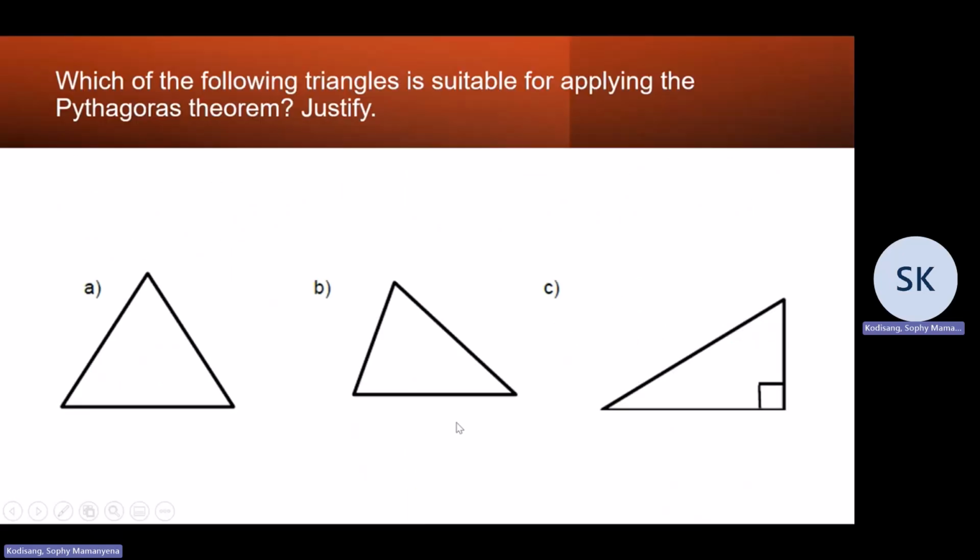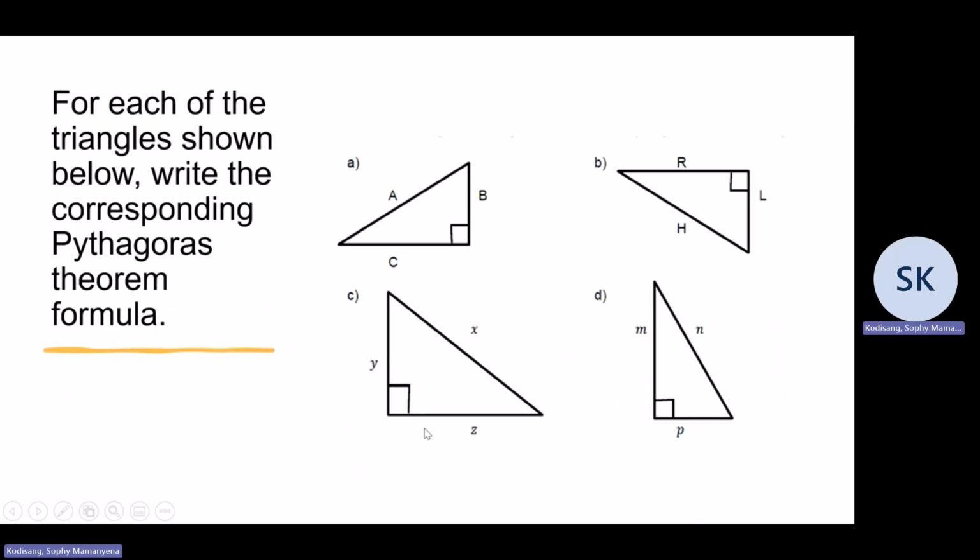Right, now another question is, which of the following triangles is suitable for applying the Pythagoras theorem? And you need to justify. Obvious is number C, because the angle of 90 degrees is denoted as such in the third triangle. And when you look at triangles A and B, all the angles are less than 90 degrees. So the correct answer will be C.